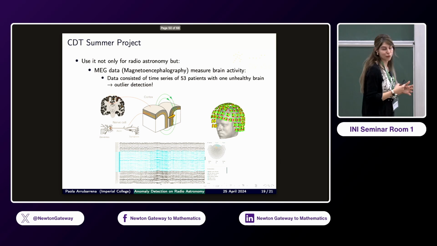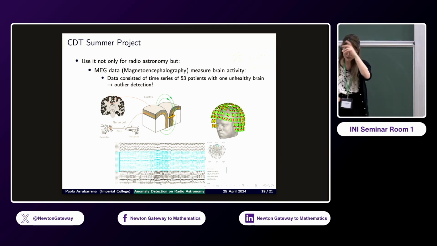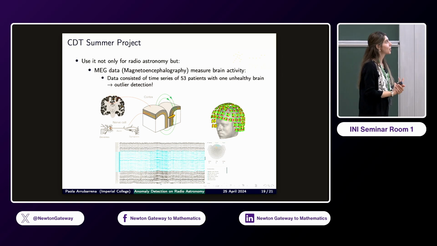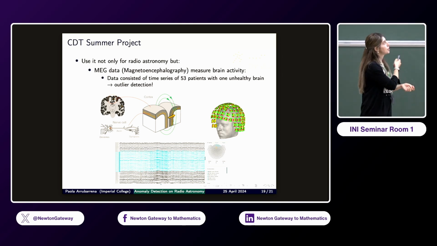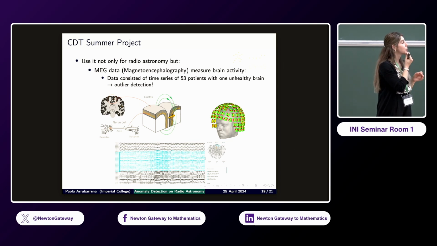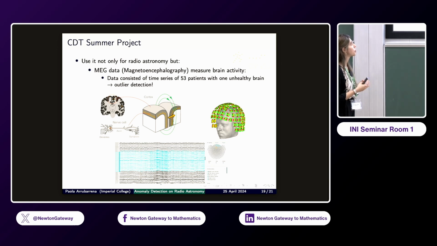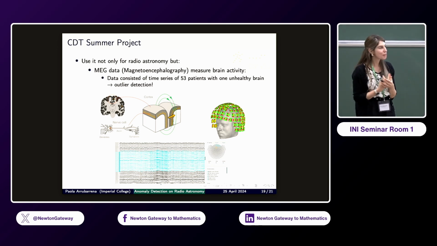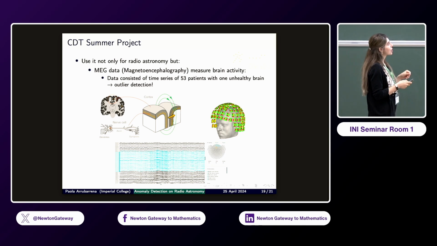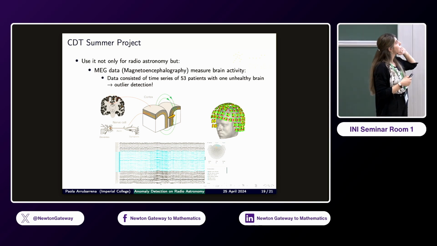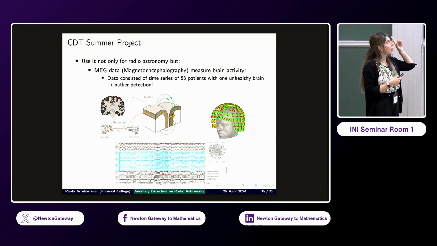Well, I still have a lot of time, so just very quickly, a couple of minutes, to give continuity to Terry's talk. I was part of a CDT summer project, so this has nothing to do with astronomy, but I was supervising four CDT students from Imperial College for a summer project, which are very nice but short. And luckily we got MEG data, so data taken from brain activity, magnetoencephalography, I cannot pronounce this, but it's mainly magnetic data from brain activity.